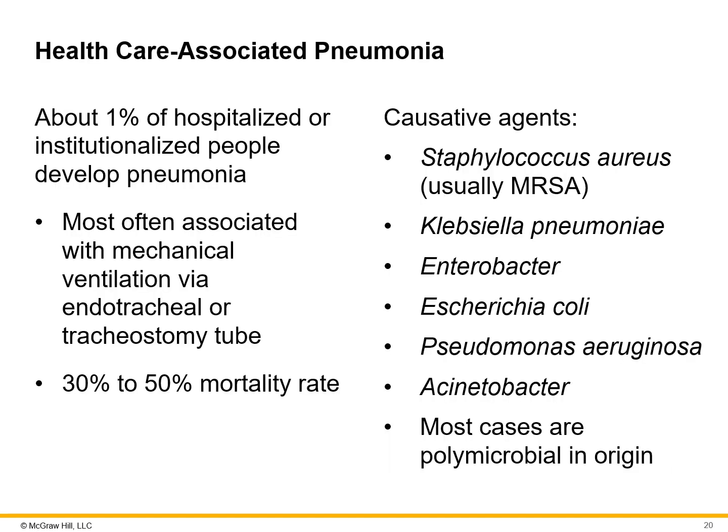Then there's also healthcare associated pneumonia to be discussed here. Lots of causative agents, but about 1% of those hospitalized will develop pneumonia. So not coming in with it, but this is one of those nosocomial infections where somebody gets this because they were hospitalized. Most often associated with using some type of ventilator or trach tube. And about 30 to 50% mortality rate, though, that is seen in this.